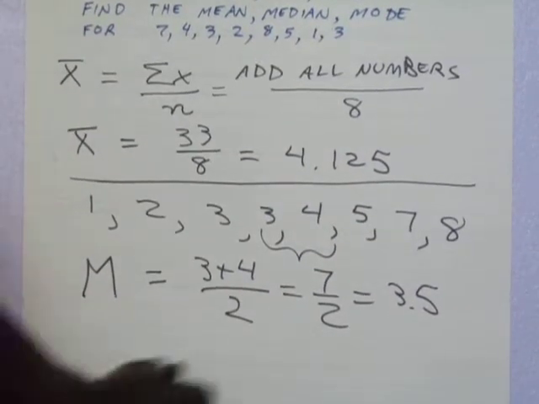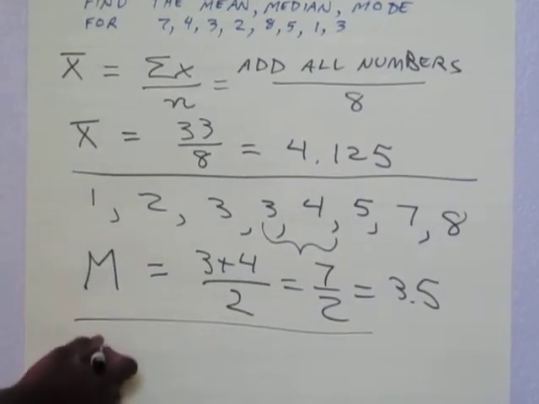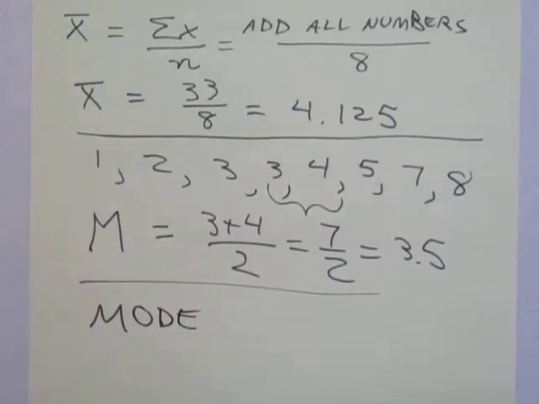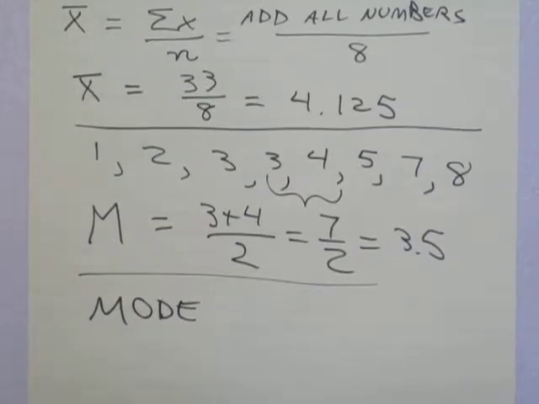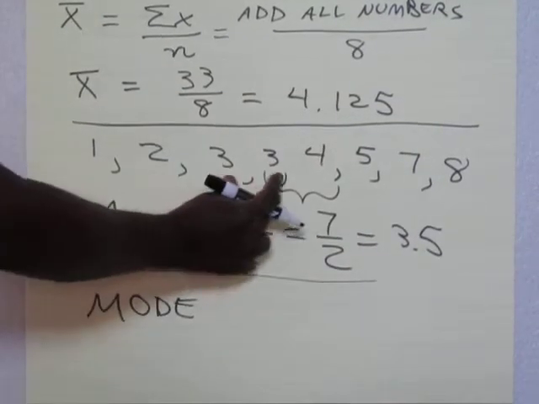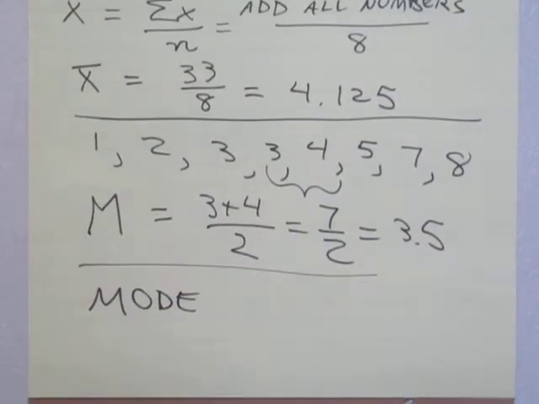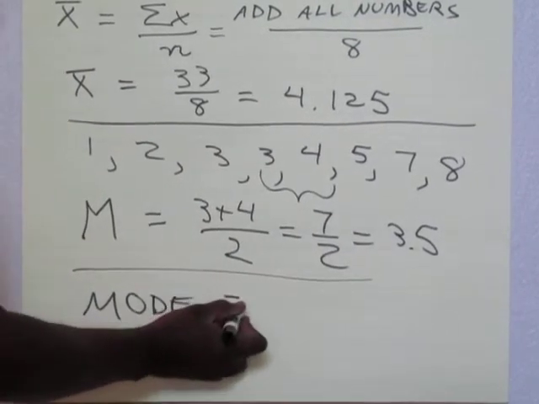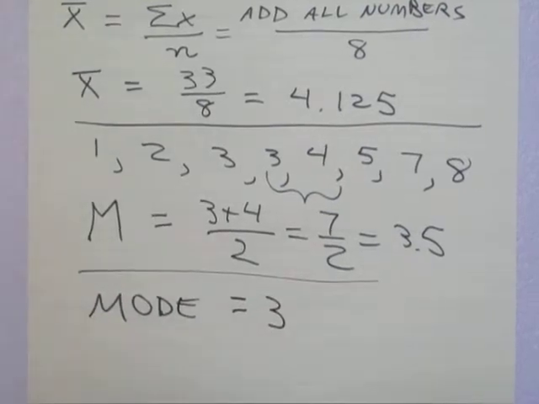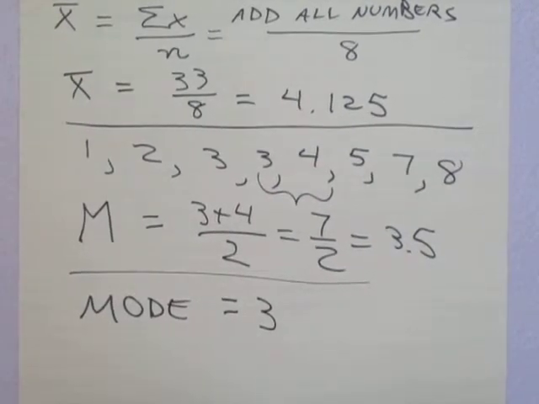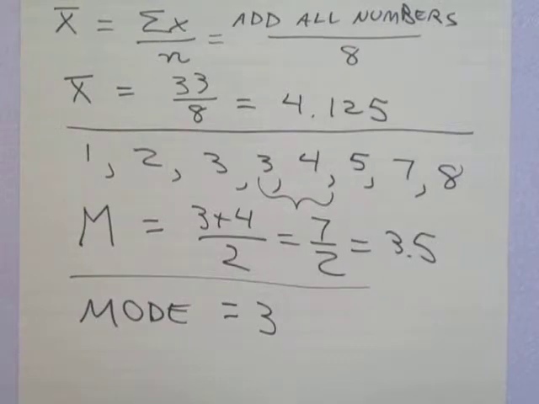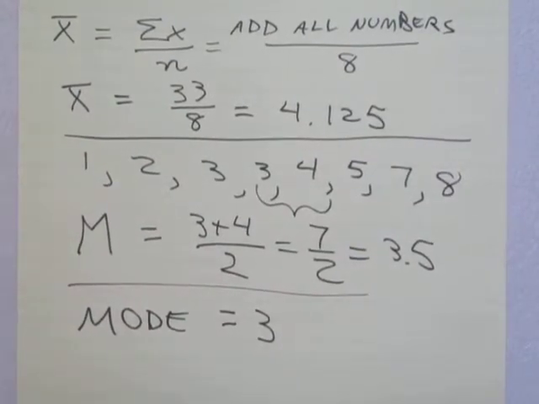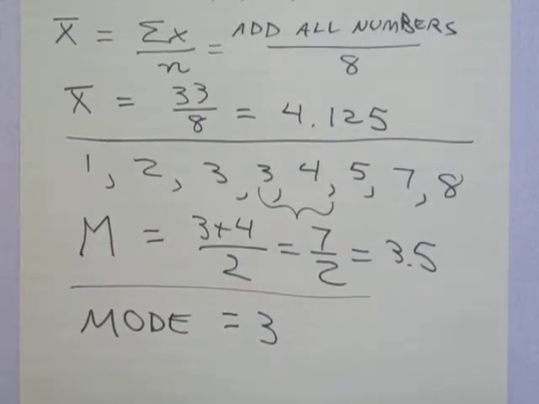The last measure here is called the mode. The mode is very simply the one that occurs most often. In our list, 3 occurs twice, and that's the only one that occurs more than one time, so our mode is 3. Disadvantage is sometimes there is no mode, other times there may be more than one mode, so it is not unique.